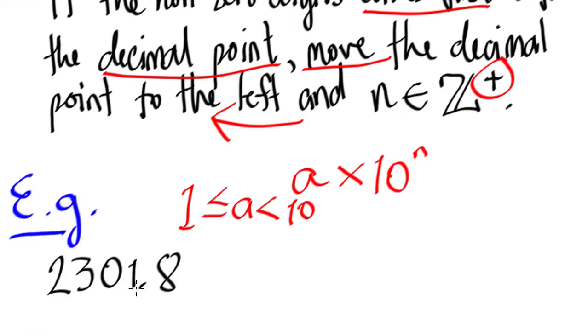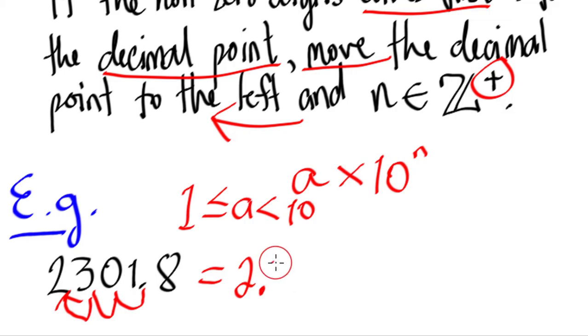So if we move it to the left by 1, did we achieve this value? Not yet. It's 230. Let's move another one. Did we achieve the value? Not yet. It's more than 10. And if we move one more, yes, we did achieve the value of a. A is 2 point something, which is between 1 and 10. So we write it as 2, and then we put the decimal point right there, and then we write the others.